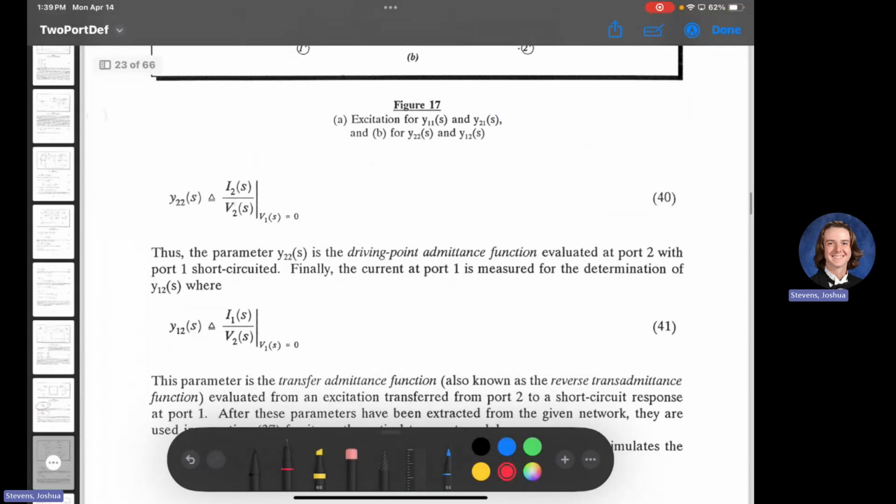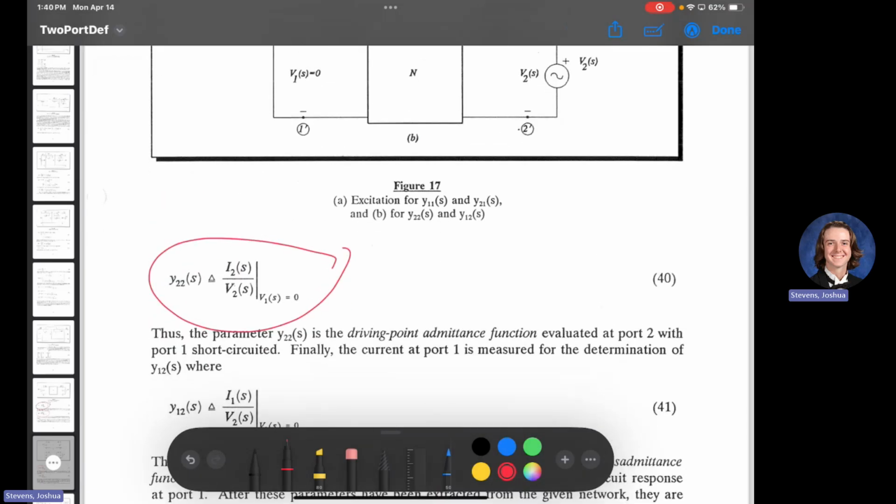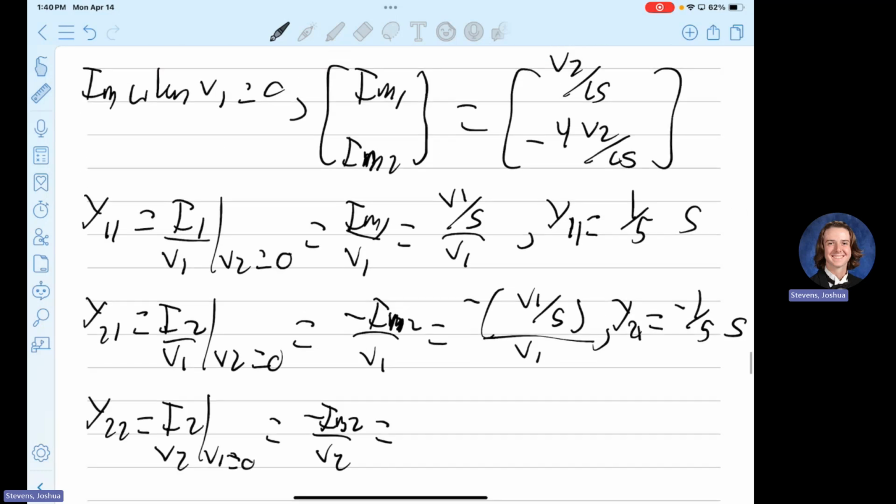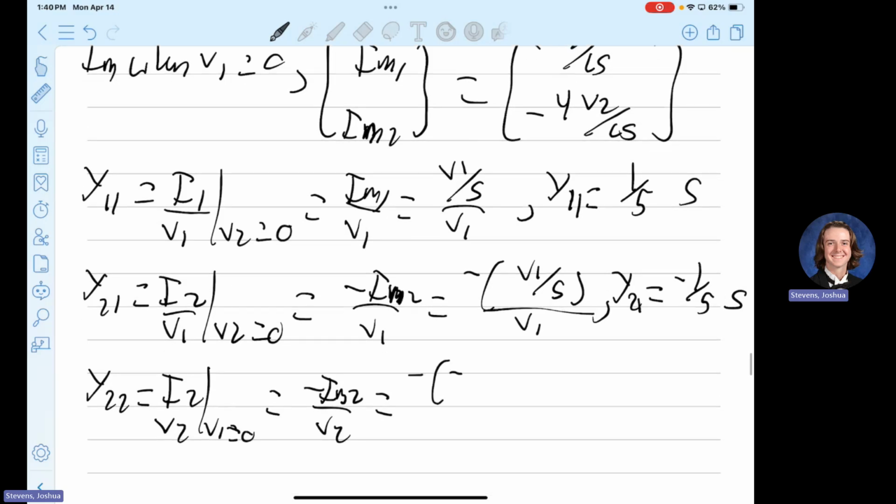The next thing is Y22, which is I2 over V2 when V1 is 0. And this is page 23 of that. So Y22 equals I2 over V2 when V1 is equal to 0, which equals negative IM2 over V2, which equals negative 4 V2 over 15 over V2. Cancel negatives, that becomes positive, so Y22 equals 4 over 15. Cool.